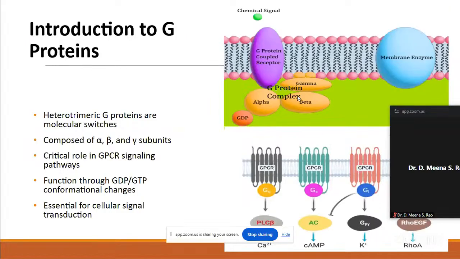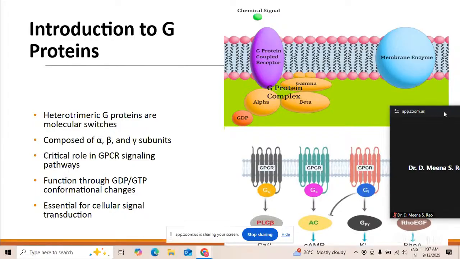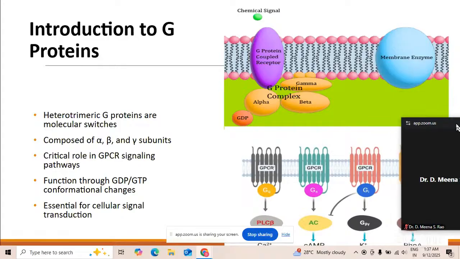So what are G proteins? G proteins are small proteins which are heterotrimeric in nature, and they act as molecular switches. They are composed of alpha, beta, and gamma subunits, and they play a very critical role in GPCR signaling pathways. GPCR is G protein coupled receptor signaling pathways. They function through GTP, GDP conformations, and they are extremely essential for cellular signal transduction pathways.